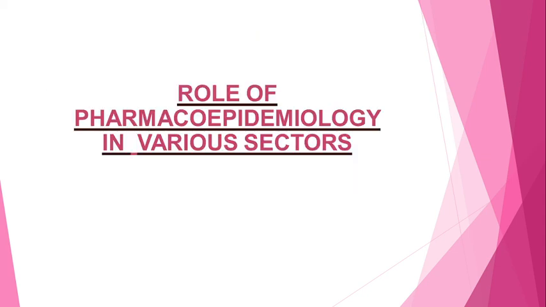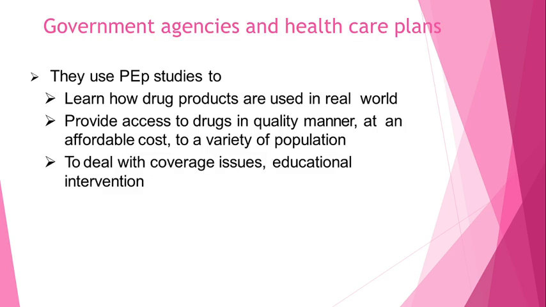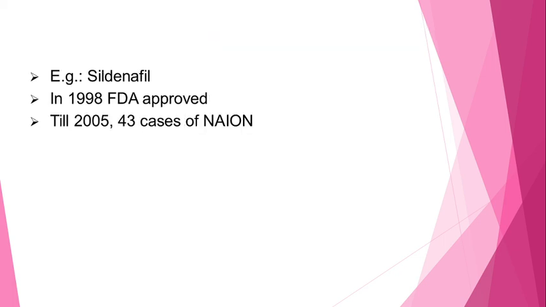Now we are going to see the various roles of epidemiology in various sectors. Epidemiological studies play a very important role for government agencies and healthcare plans because they use them to learn how drug products are used in the real world. They provide access to drugs in a quality manner at affordable cost and to a variety of populations. They also help to deal with coverage issues and with any educational interventions required, like in TB programs and awareness programs.